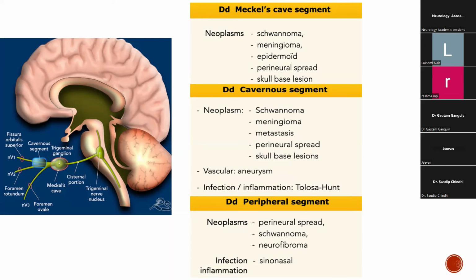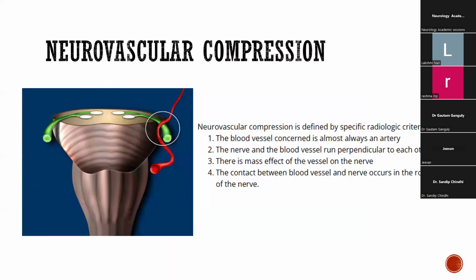And in the peripheral segment, again, neoplasms because of the perineural spread, schwannoma as well as neurofibroma can happen. And many sinonasal infections as well as inflammation can also affect. So now coming to neurovascular compression.